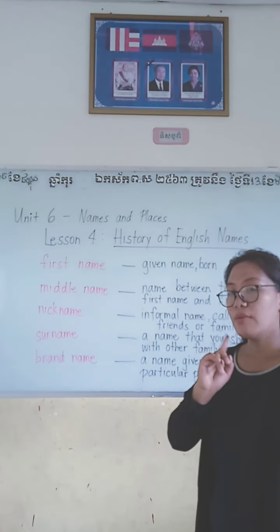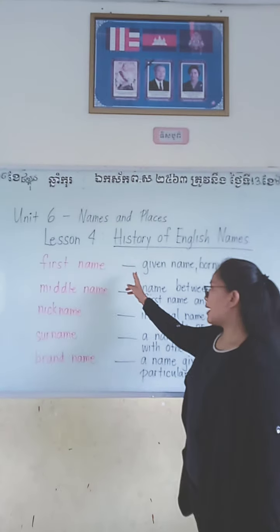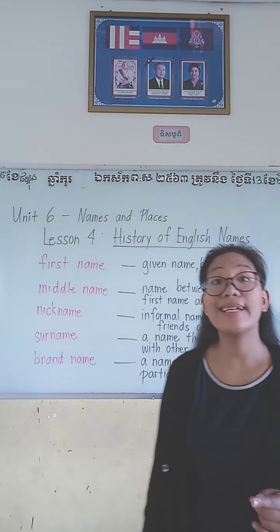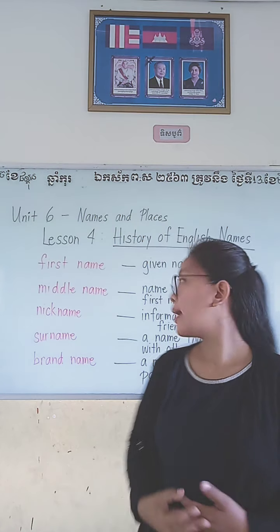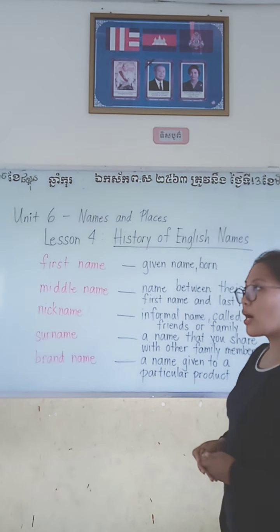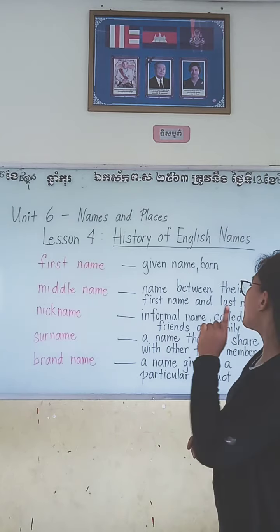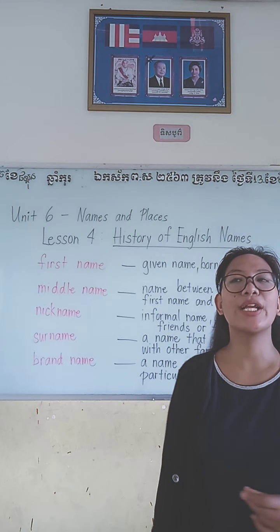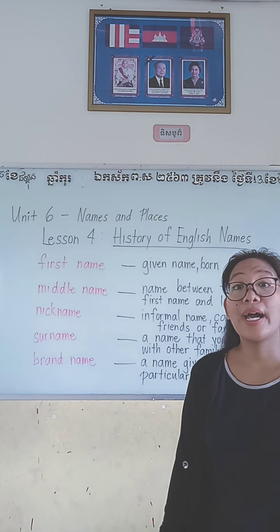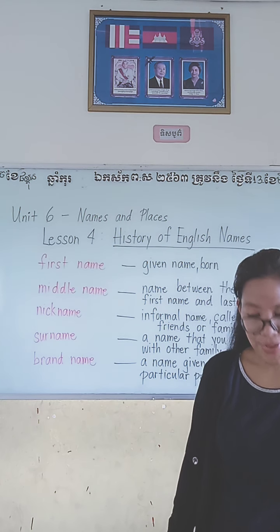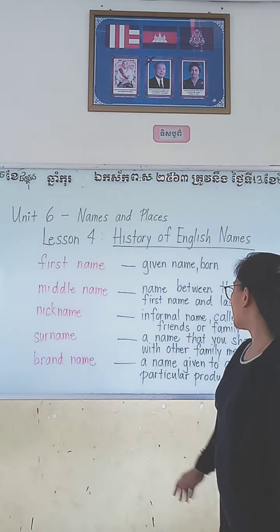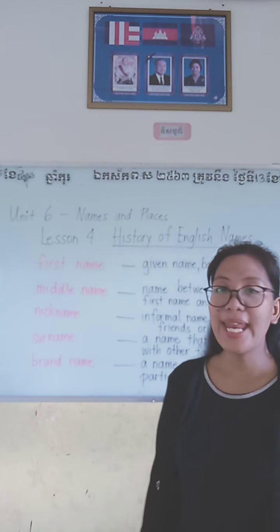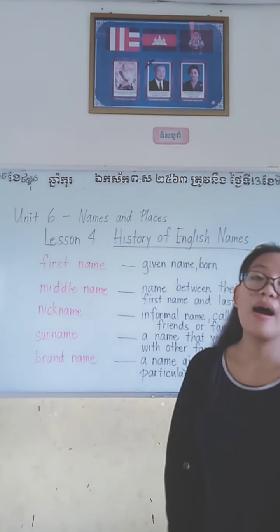Okay, now as we end, we learn about first name, middle name, nickname, surname, and brand name. In short, first name is your given name when you were born. Middle name is a name between your first name and last name. Next, nickname, it is an informal name, given by your friends or family members. Next, surname is a name that you share with other family members. Brand name is a name given to a particular product.